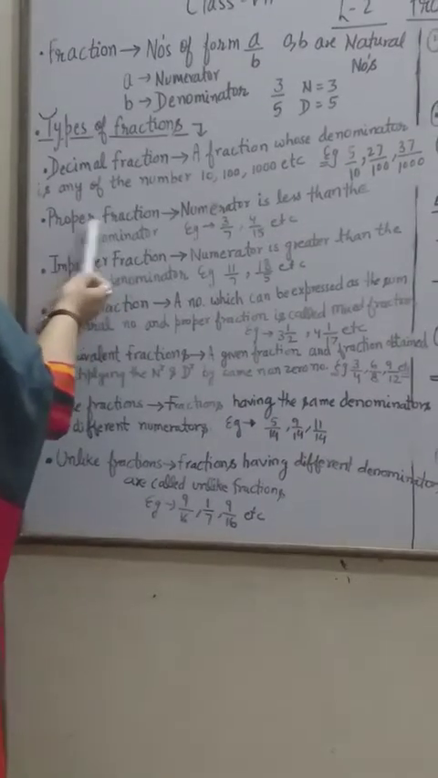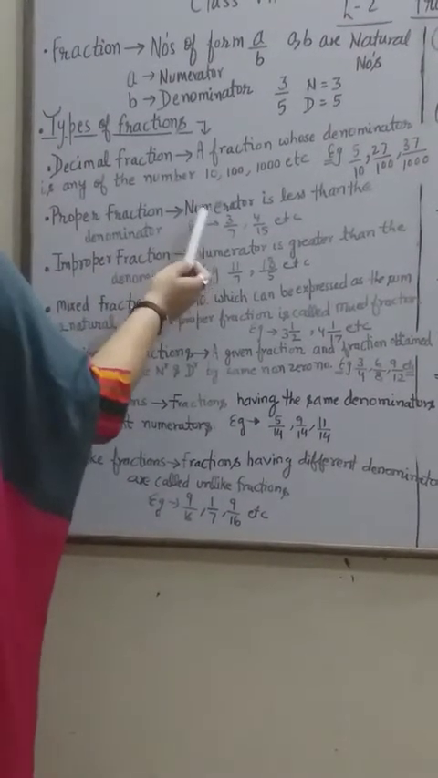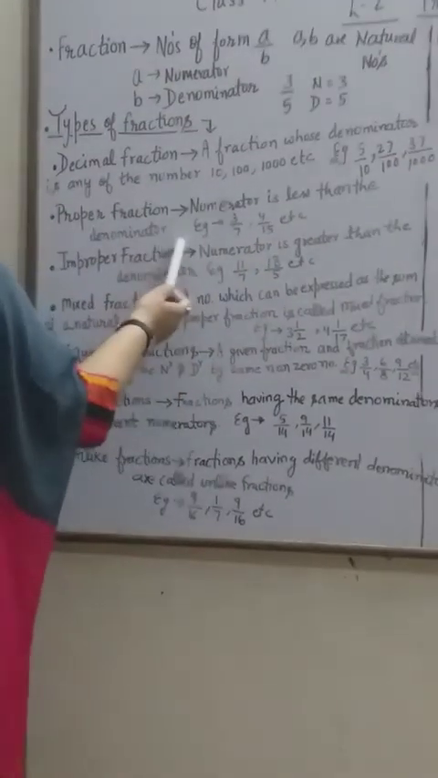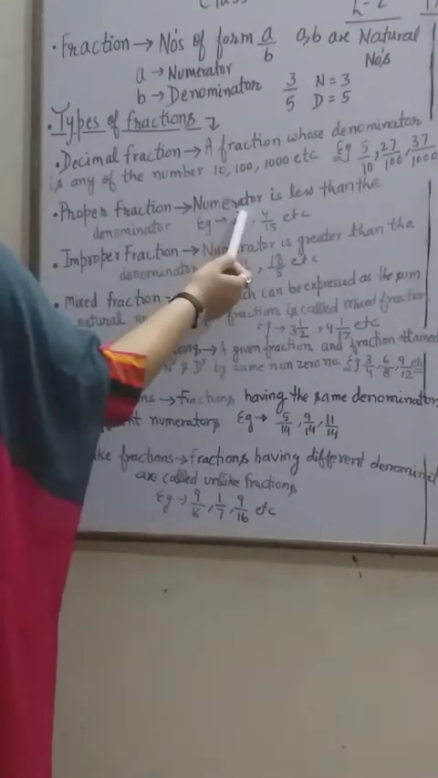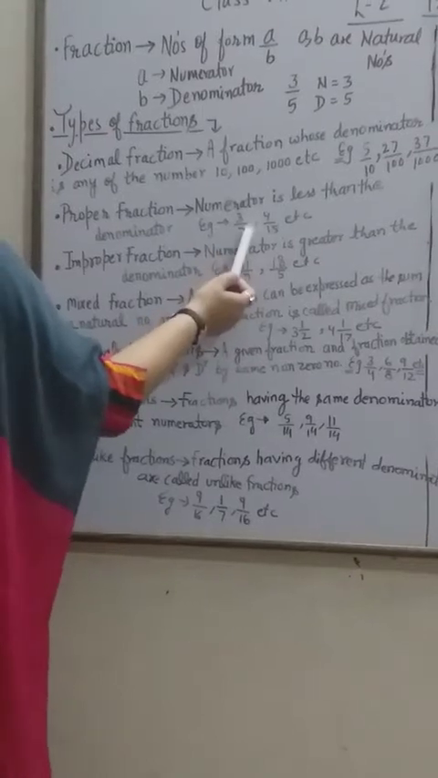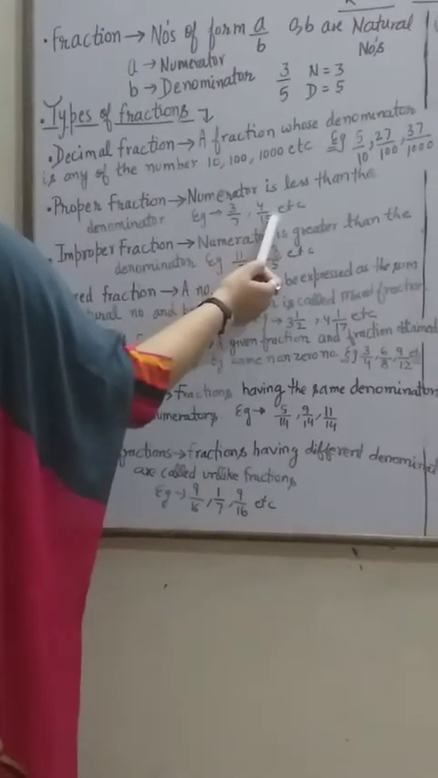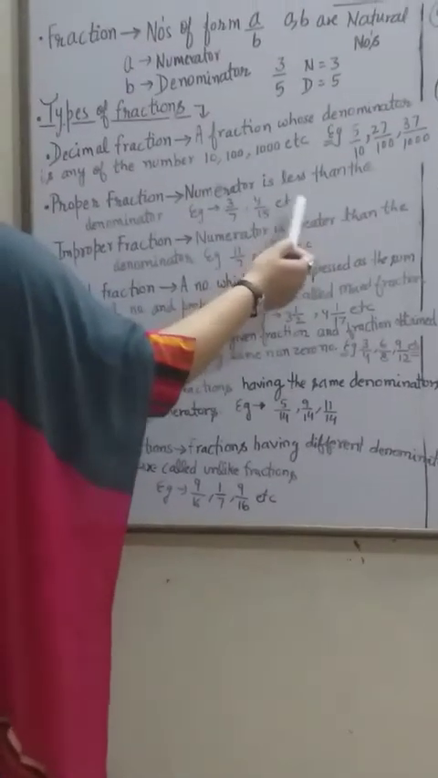Second type, proper fraction: a fraction whose numerator is less than the denominator. In 3 upon 7, 3 is the numerator and 7 is the denominator. 4 upon 15, 9 upon 7, etc. There are so many examples.